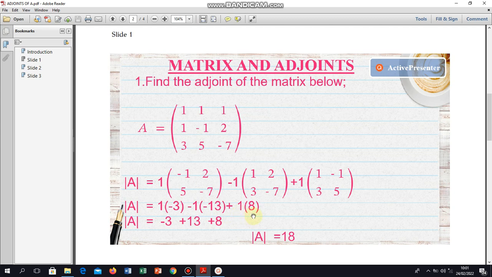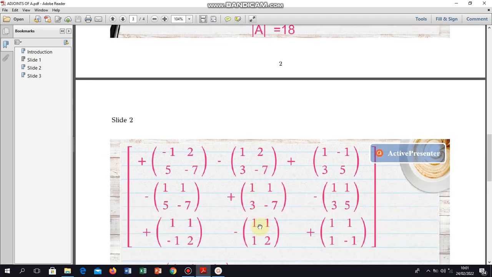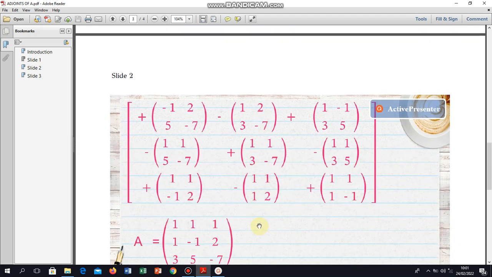And though it is not the first step when getting the adjoint, the first step is here. So remember, it is also good to practice. And here I've got the adjoint. The first step, we normally get the cofactors.